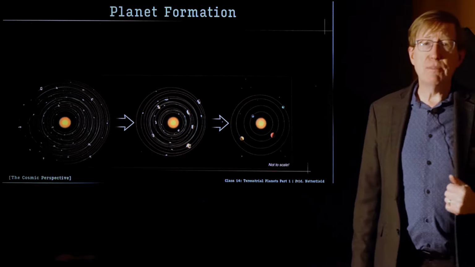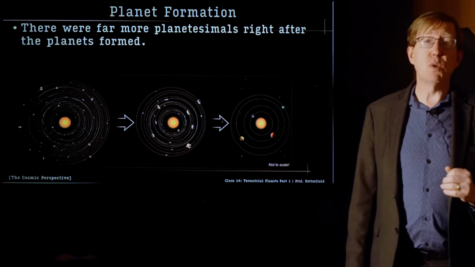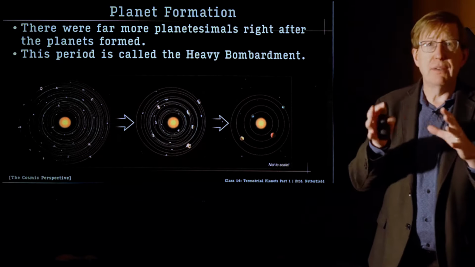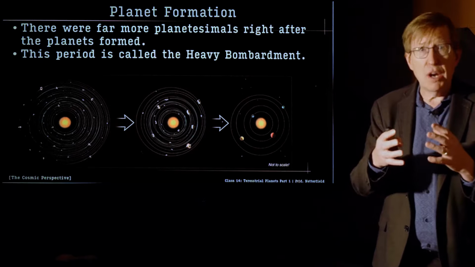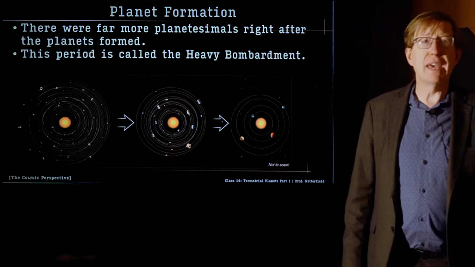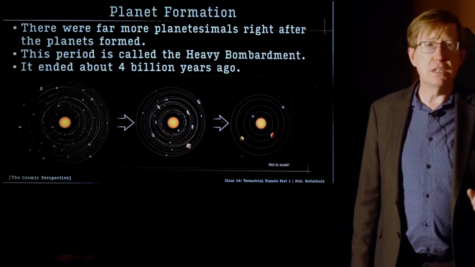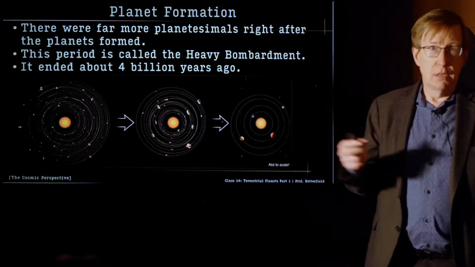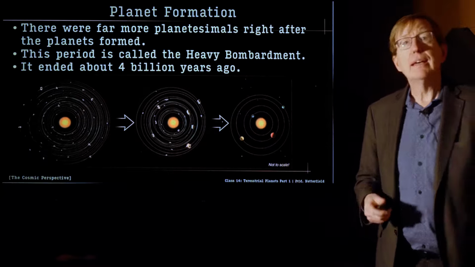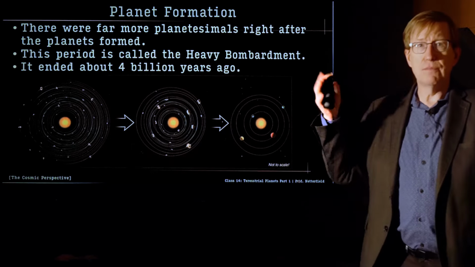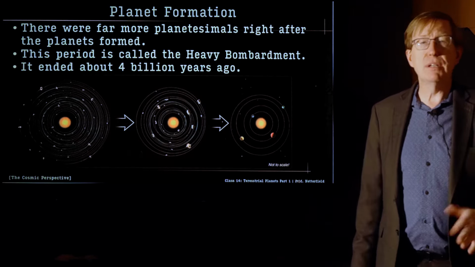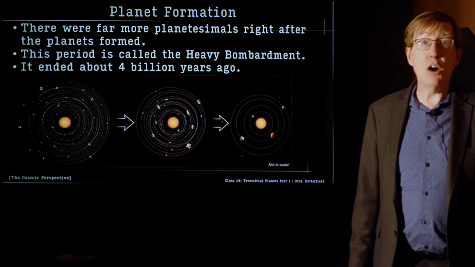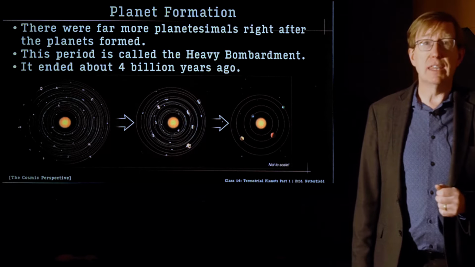That's a period called the heavy bombardment. There were far more planetesimals right after the planets were formed, and so then there are the final stages of little rocks and gravel and planetesimals crashing into the planets. The heavy bombardment ended about 4 billion years ago. So the first few hundred million years is made up of stuff sticking together, and finally, at the end of that, the last rain of rubble onto the planets. Since then it's been dropping and dropping and dropping, so the rate of cratering now is much, much lower than it was in the past.